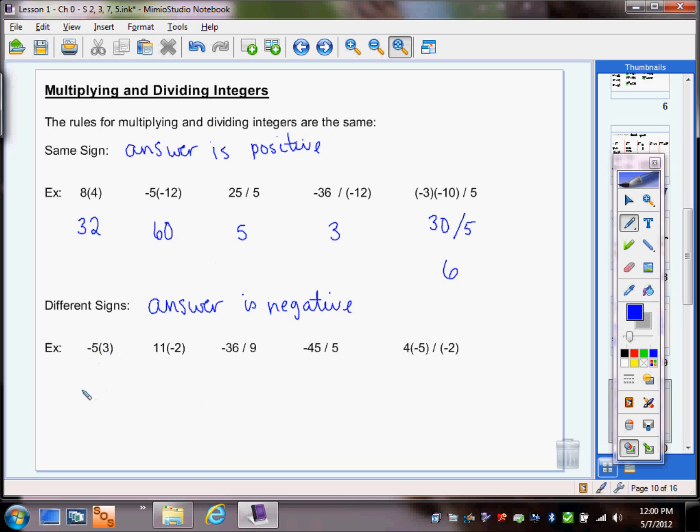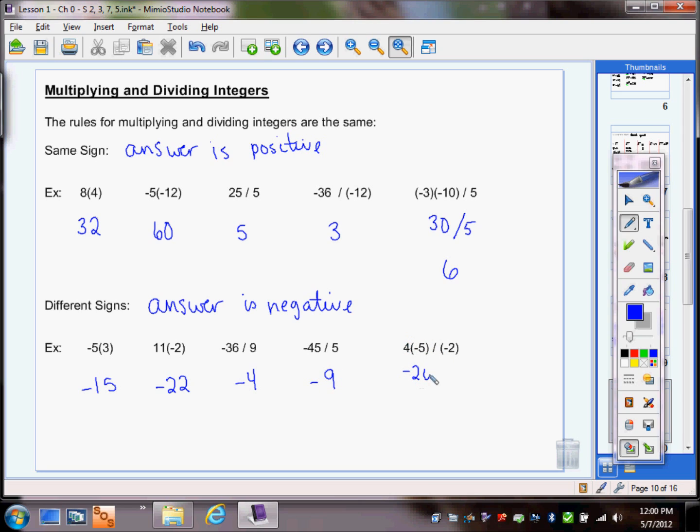So negative 5 times positive 3, they don't match, negative 15. 11 times negative 2, negative 22. And you'll notice, like here, the bigger number's negative, here, the bigger number's positive, that doesn't matter. It's just they don't match, so your answer is negative.